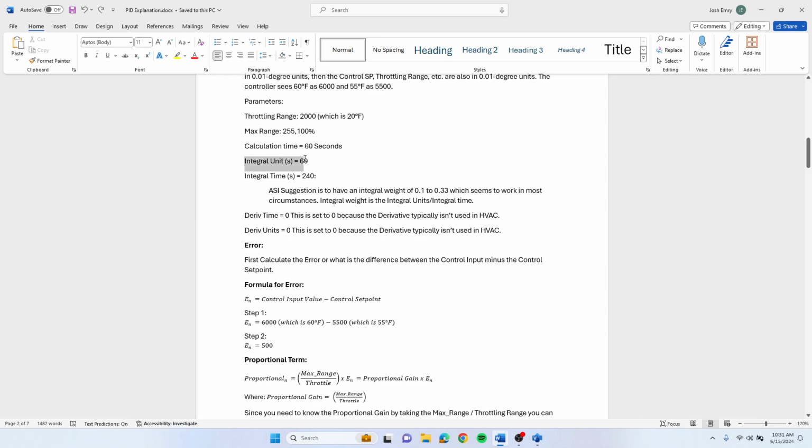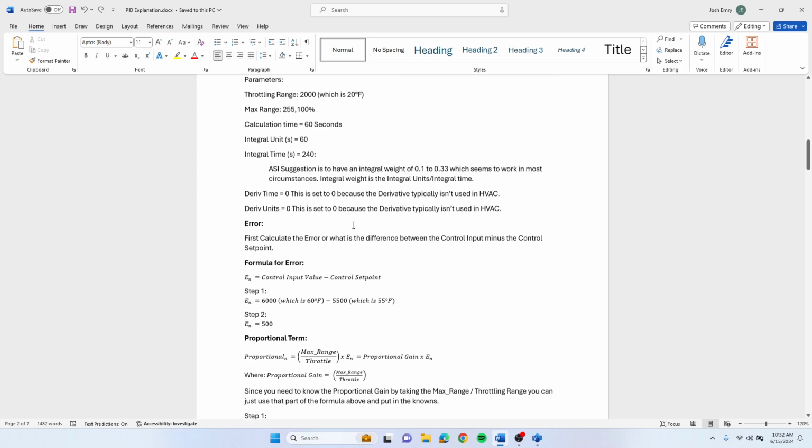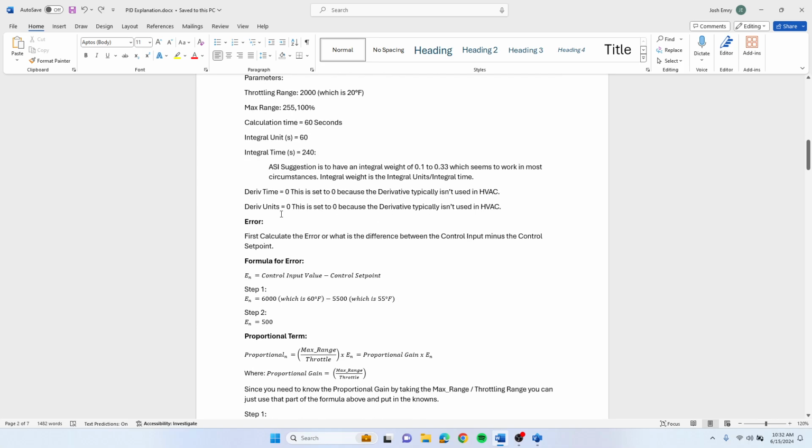The key here is, ASI suggestion is to have an integral weight of 0.1 to 0.33. So the integral weight is just this integral units divided by integral time. I'm going with 0.25, so 60 divided by 240 is 0.25. The derivative time we're going to have at 0, and derivative units at 0, so that way it's not using that as part of the calculation.